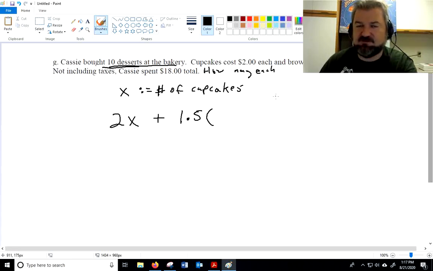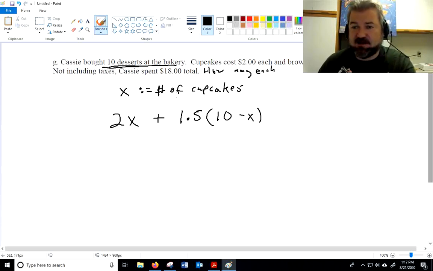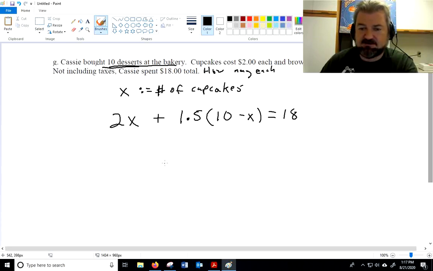Now, I don't want to introduce a new variable here, right? But if I bought X cupcakes and I bought a total of 10 desserts, I must have bought 10 minus X brownies. Follow that? Because I'm only buying brownies and cupcakes. So if I buy 3 cupcakes, I had to have bought 7 brownies. Because they always got to add up to 10. So you just have X and 10 minus X. And then that has to equal a total of $18. We're not including taxes. And we'll solve that.